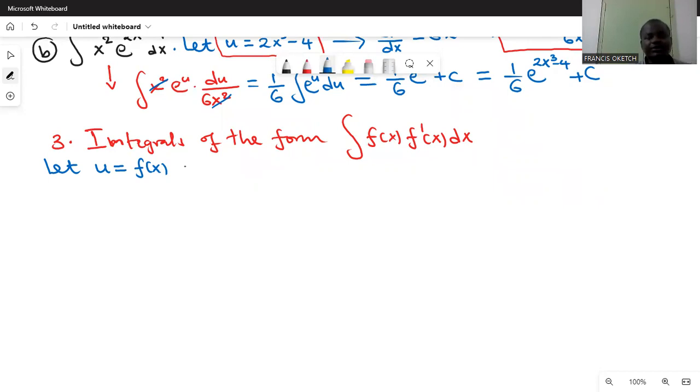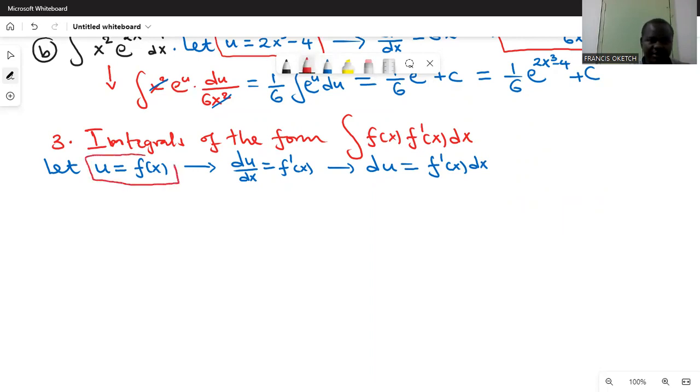And so when you differentiate, you get du dx equal to f prime of x, or simply if I cross multiply, I'm going to get du equal to f prime of x dx. So these are the substitutions. Let me bracket them. I have u is equal to f of x, and the corresponding differential is du equal to f prime of x dx.